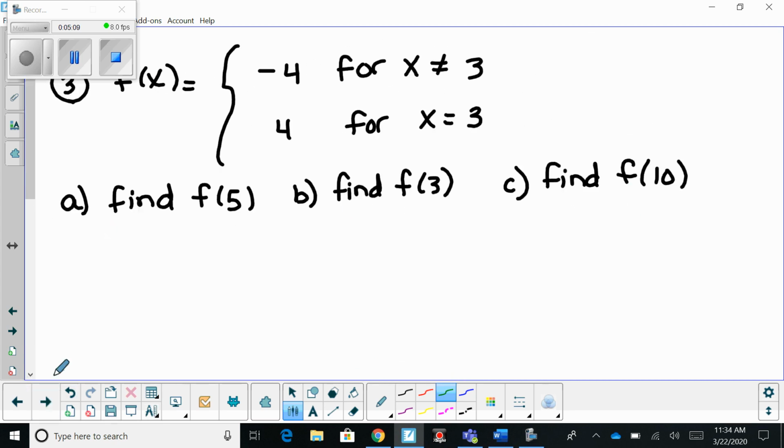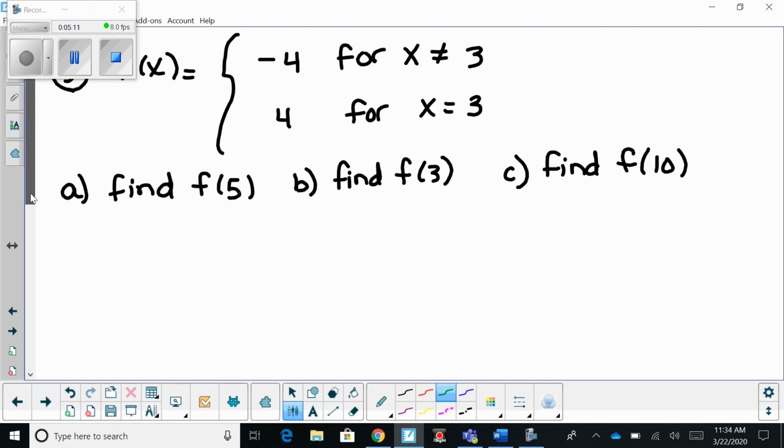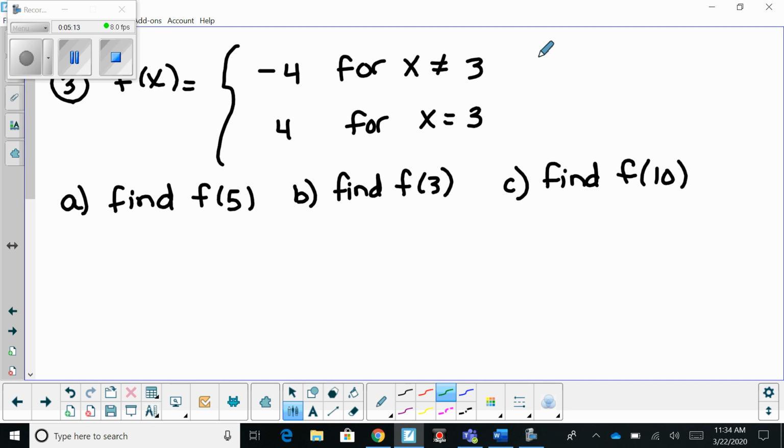Let's look at a couple of more examples. Here for our domain restrictions, instead of giving us inequalities, we have the constant -4 for all x's not equal to 3. So that would mean any x besides 3 has the constant -4. Any x equal to 3 has the constant 4.